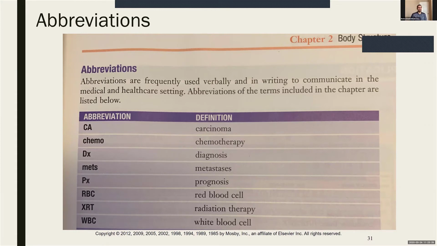Chemo, that's just what we say. You have chemo today? It's not that much extra work to say chemotherapy, but we all just say chemo. DX for diagnosis, PX for prognosis, RX for prescriptions, HX for history, TX for treatments. You'll see all of those types of things used in medical settings. RBC, red blood cell, WBC, white blood cell, and so on.